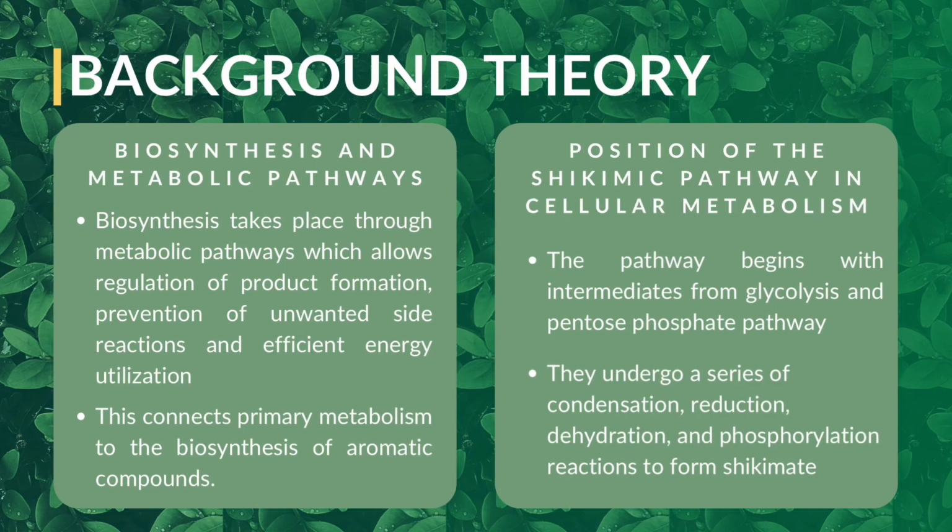For the background theory, biosynthesis occurs through a metabolic pathway which allows cells to control product formation. This prevents unwanted side reactions and uses energy efficiently. In this context, the Shikimic pathway plays a role in connecting primary metabolism to the biosynthesis of aromatic compounds. For point 2, the Shikimic pathway begins with intermediates from glycolysis and the pentose phosphate pathway. These simple molecules undergo several enzyme-catalyzed reactions including condensation, reduction, dehydration, and phosphorylation, which leads to the formation of Shikimic acid.